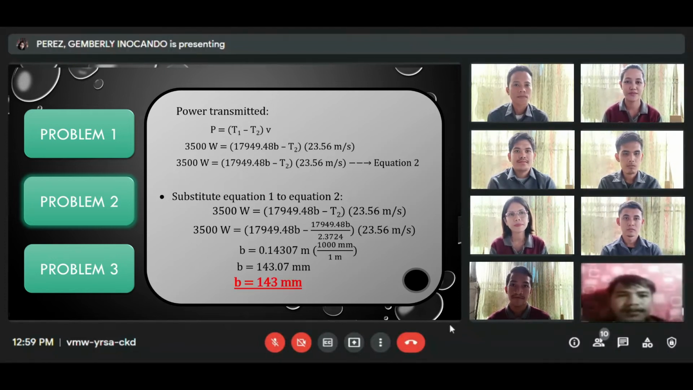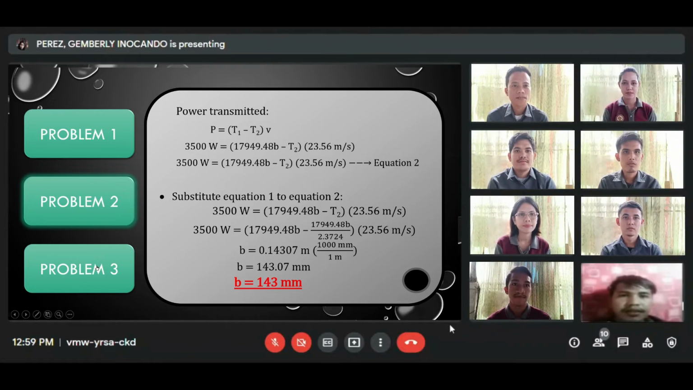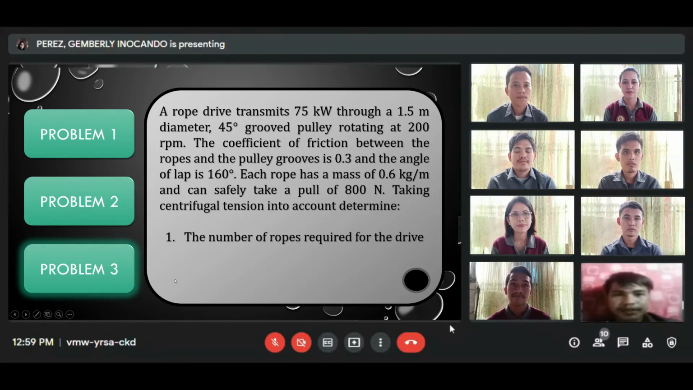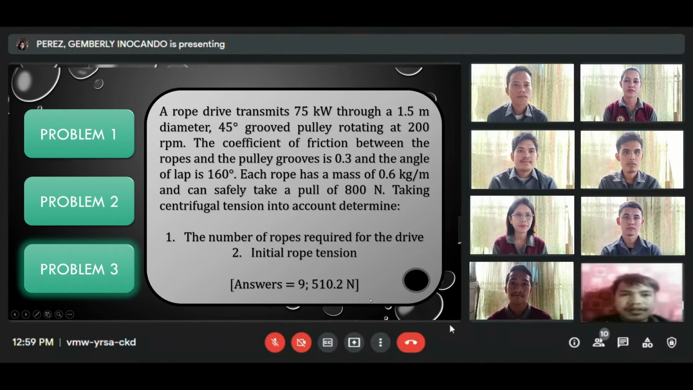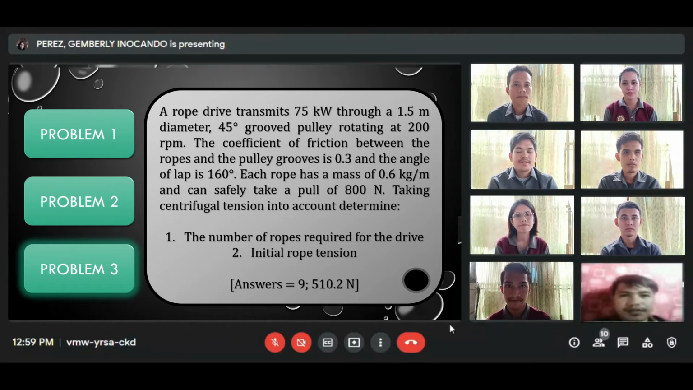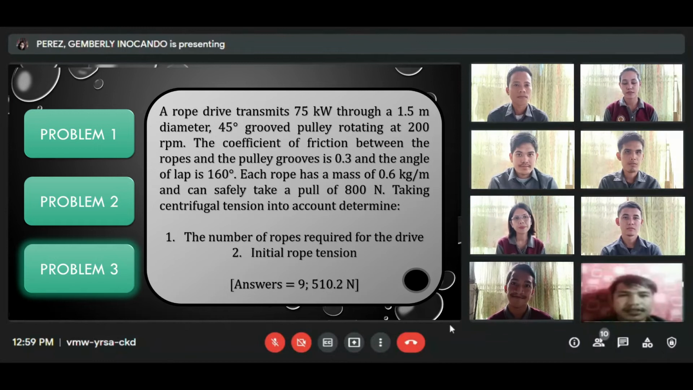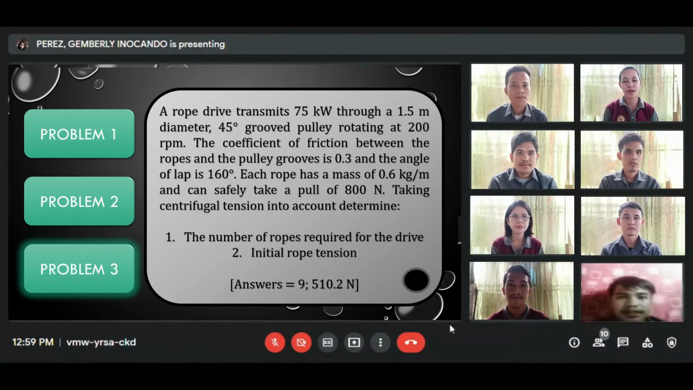A rope drive transmits 75 kilowatt through a 1.5 meter diameter, 45 degrees groove pulley rotating at 200 rpm. The coefficient of friction between the ropes and the pulley grooves is 0.3, and the angle of lap is 160 degrees. Each rope has a mass of 0.6 kg per meter and can safely take a pull of 800 N. Taking centrifugal tension into account, determine first the number of ropes required for the drive.